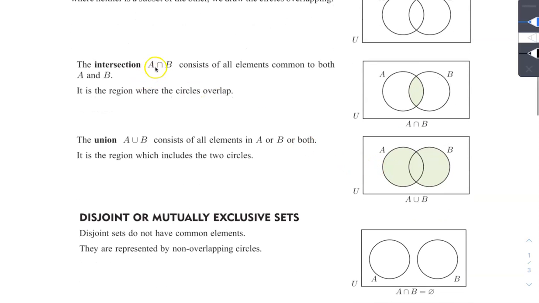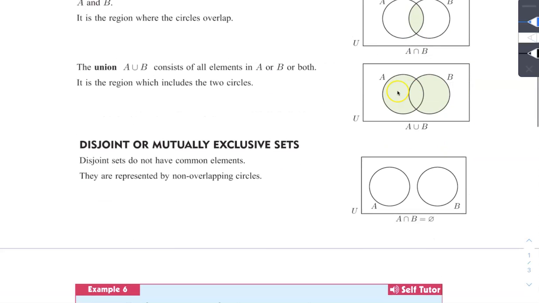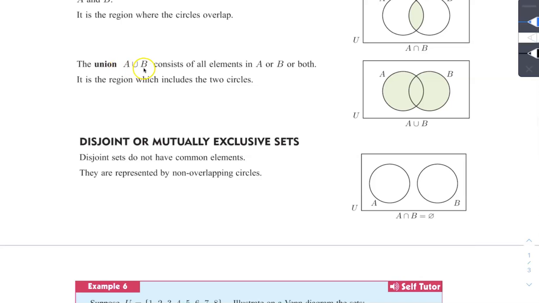Intersection. A intersection B consists of elements common to both A and B. So remember, this is what they have in common. So that's the little part right there. That's where the circles overlap. The union of A and B. So remember, that's everything that's in A or B. It's in either of them. So it's everything in A or B or in both of them.